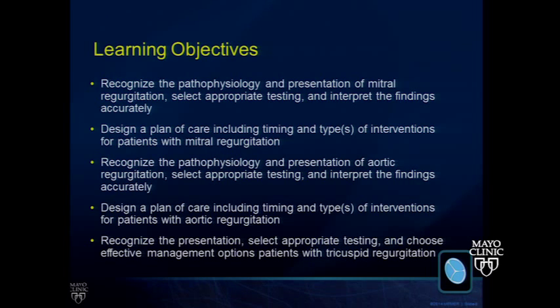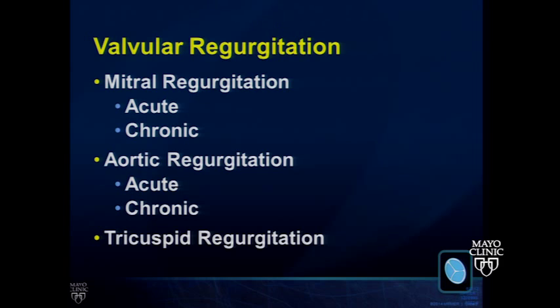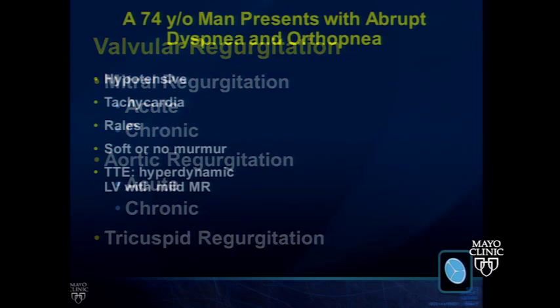And then we've got to say a few words about tricuspid regurgitation because it's an ever-growing problem in patients with valvular heart disease. Now, in addition to doing all of that, we also have to break valve lesions down into acute and chronic because there's a difference in the way you treat acute and chronic.